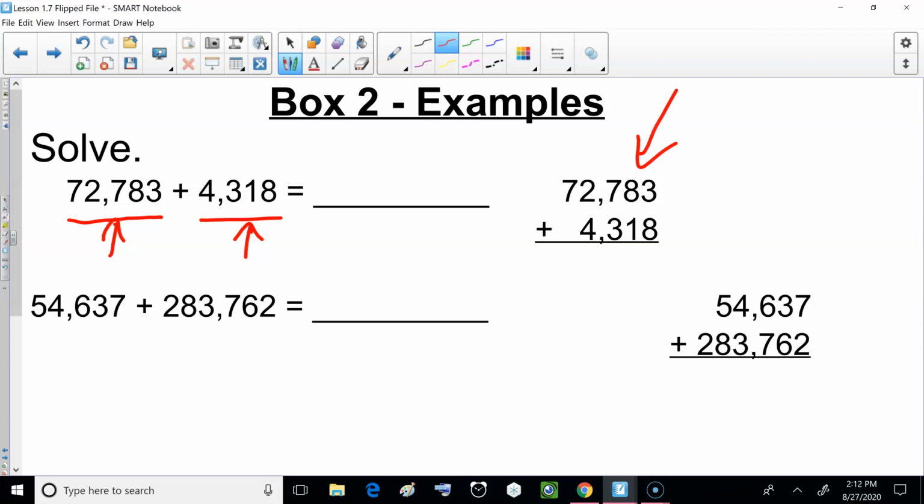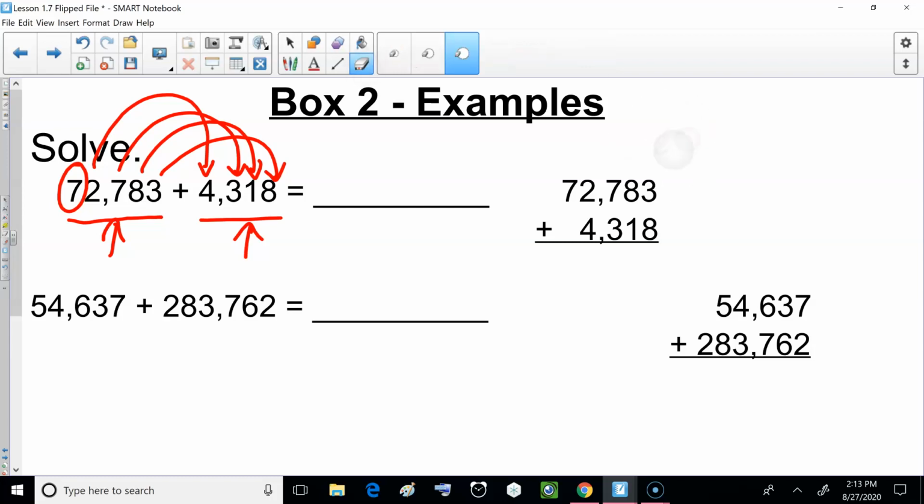One number on top, another number underneath that. So you need to make sure that we line up our place values so that they're correct. So the 3 and this 8 line up in the ones, this 8 and this 1 line up in the tens, 7 and 3 line up in the hundreds, the 2 and the 4 line up in the thousands, and the 10,000s is a 7 by itself, so there's no other number to line up. So when we look, we've lined this up correctly.